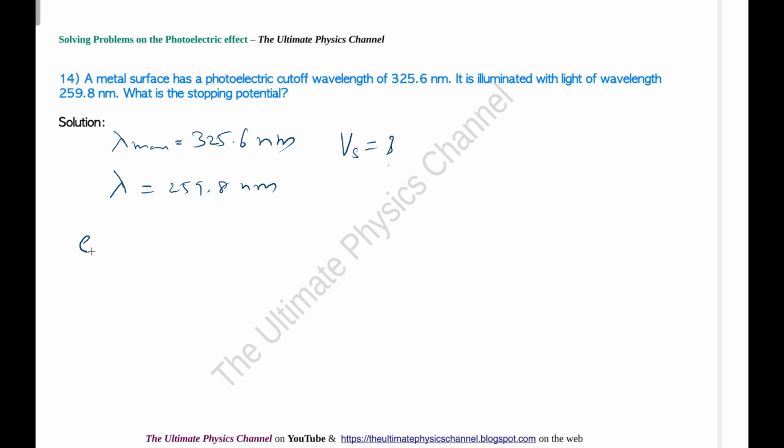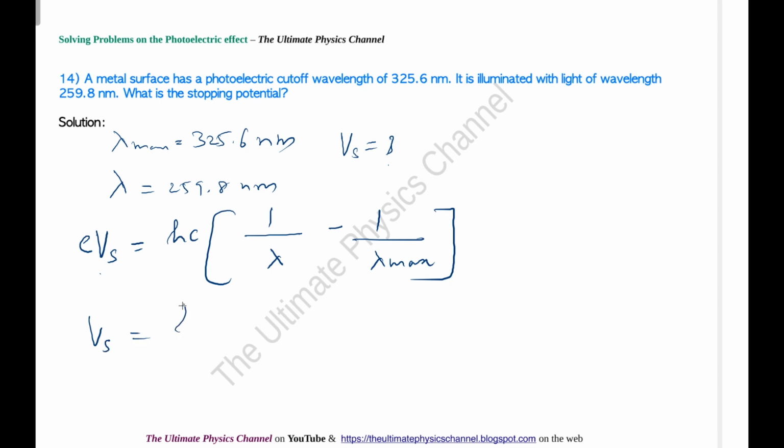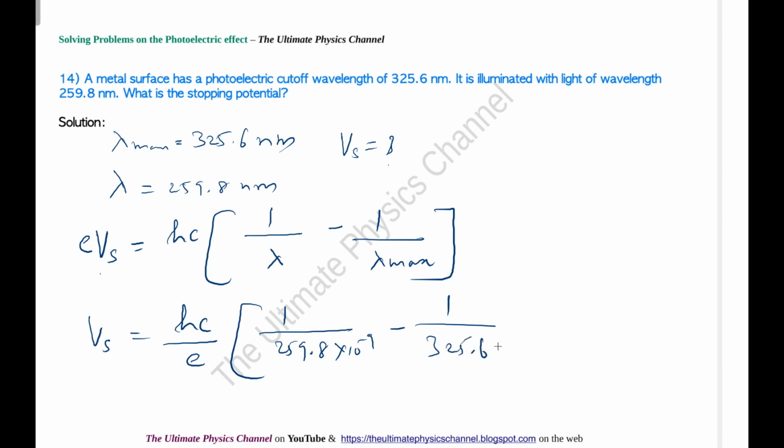So we know that from the photoelectric equation, eVs is equal to hc times 1 over lambda minus 1 over lambda max. If you substitute these numbers here, you can get Vs. Vs is hc over e times 1 over 259.8 into 10 power minus 9, minus 1 over 325.6 times 10 power minus 9.